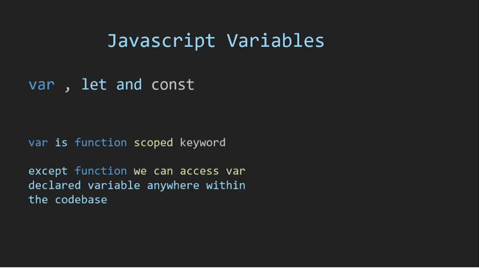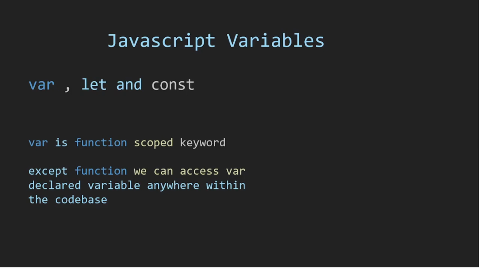First of all, start with var. var is a function scoped keyword. Except for functions, we can access a var declared variable anywhere within the code base, which means if a var keyword variable is inside a function, it will work inside the function scope. If we try to access it outside of the function, we cannot get the value of the var declared variable. So it's called a function scope keyword.